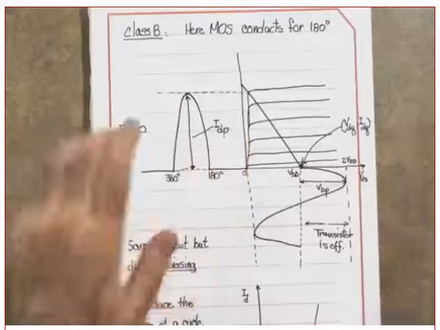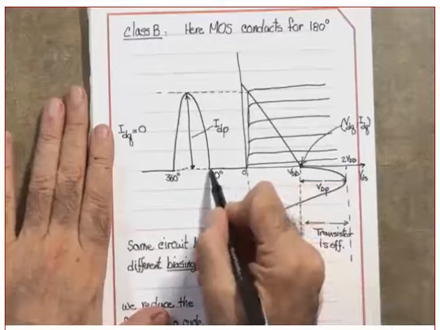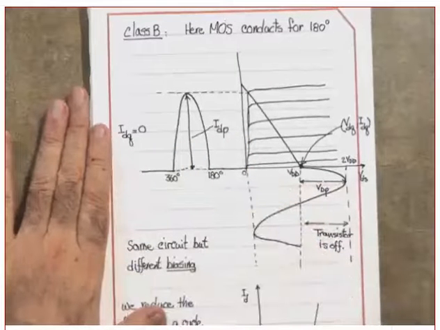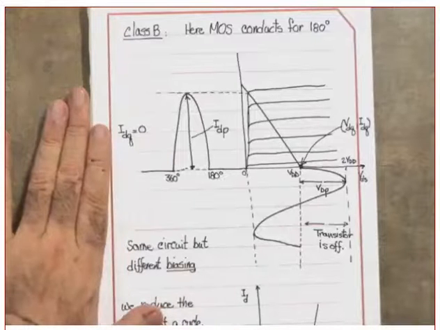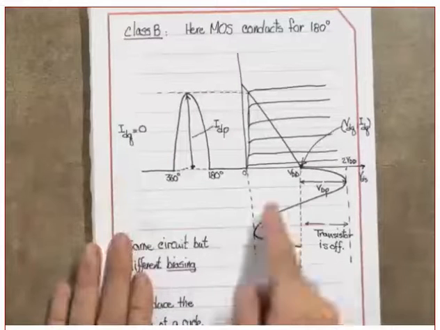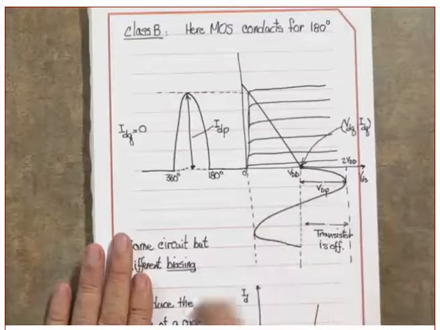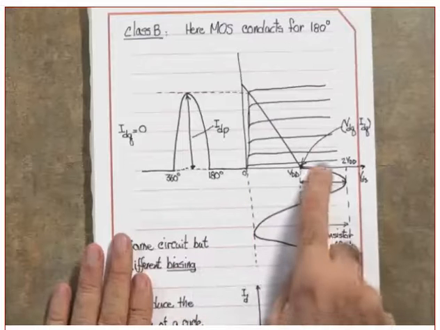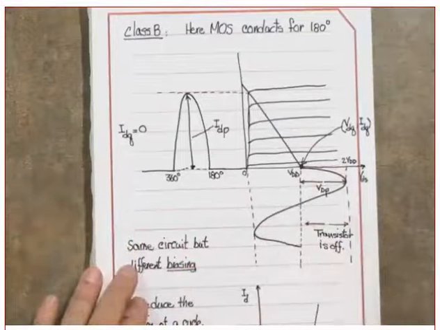Where is the current here? Can you show me the current? The current is zero. There is no current. Why? Because the transistor is in which mode? In the cutoff mode. Are you following me or not? Where in the characteristics is the cutoff mode? Is it here or is it here? It's here, below this line. Yes?